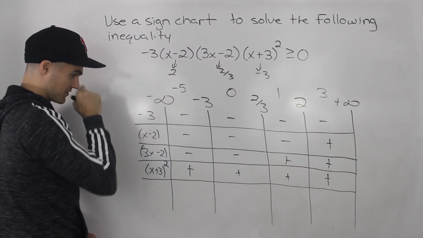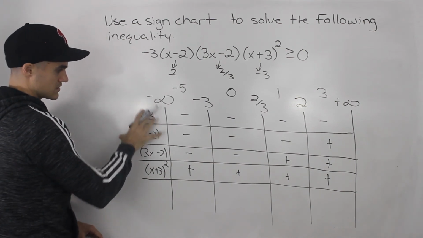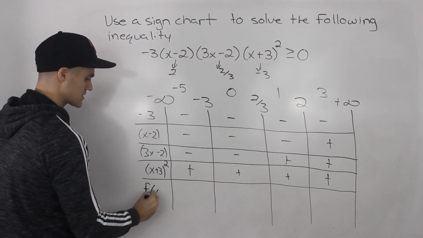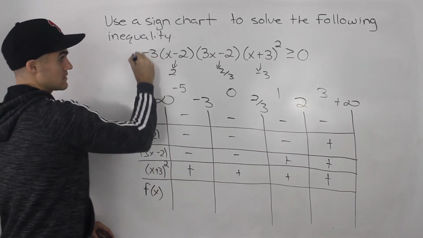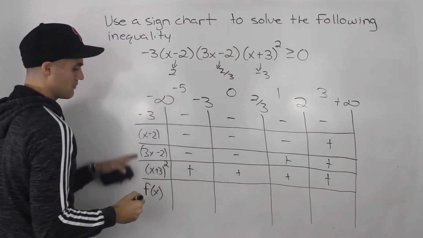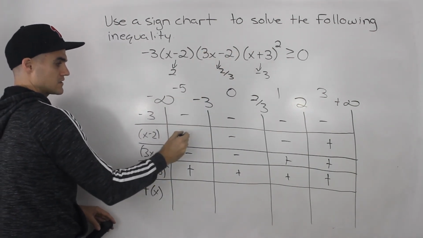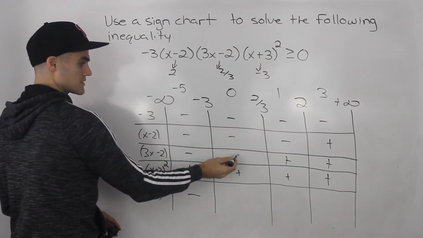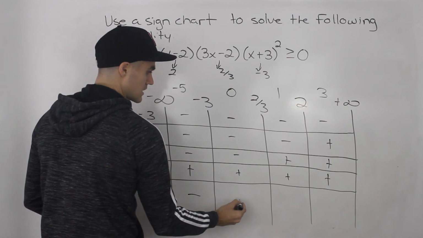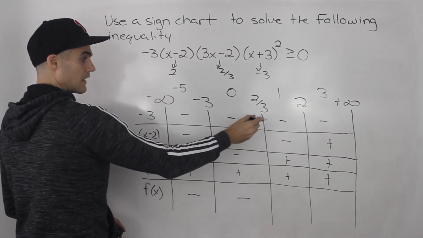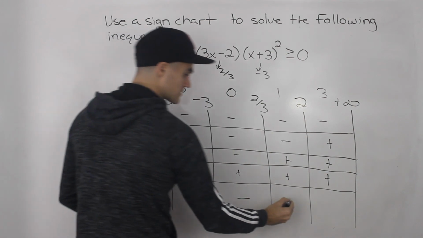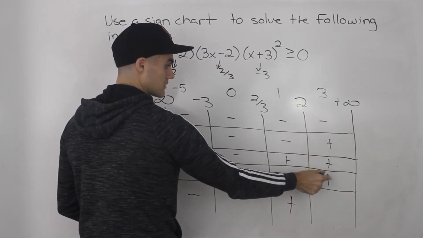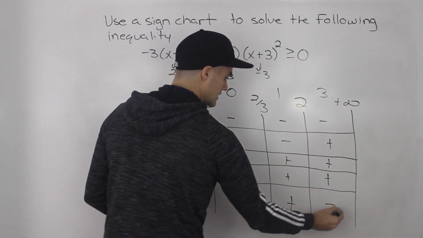positive, right? So now, since we have the signs for all of the factors, let's just label this f of x. This f of x is basically this whole thing right here. We're just going to be multiplying all these. So negative times negative times negative times positive, that gives us negative. Negative times negative times negative times positive gives us negative again. And then negative times negative times positive, that gives us positive. And then negative times positive times positive times positive, that would give us a negative.